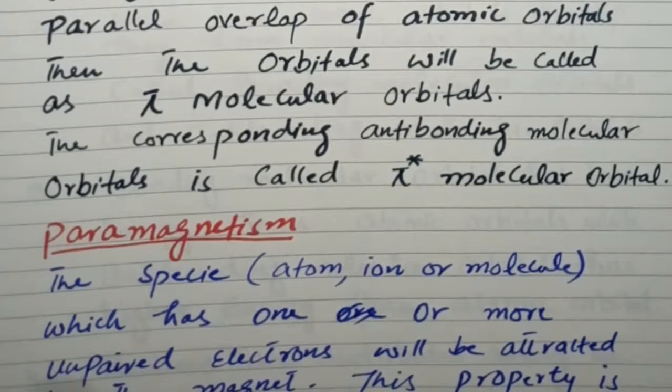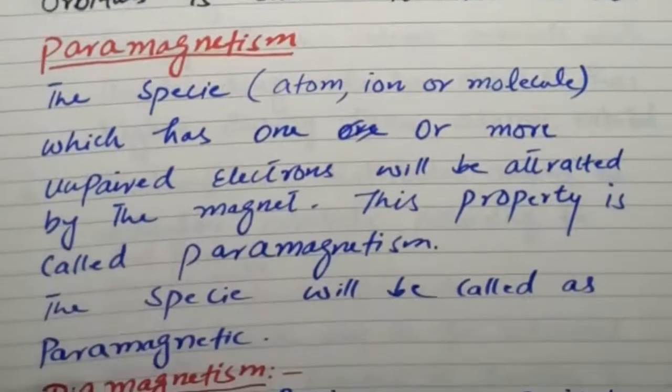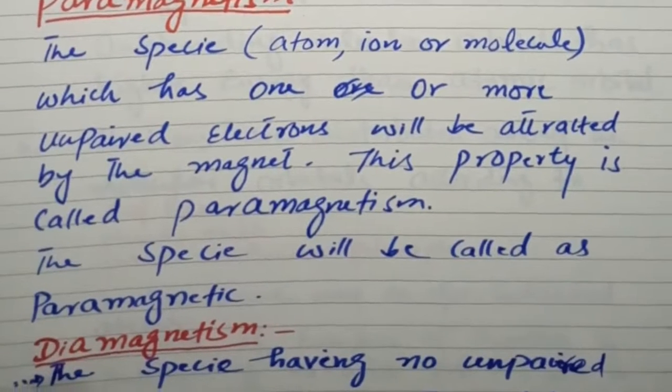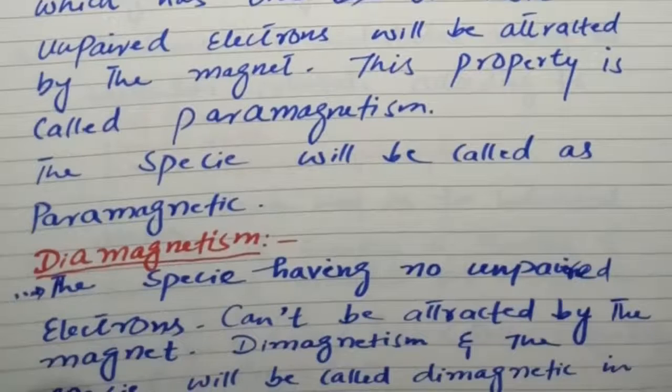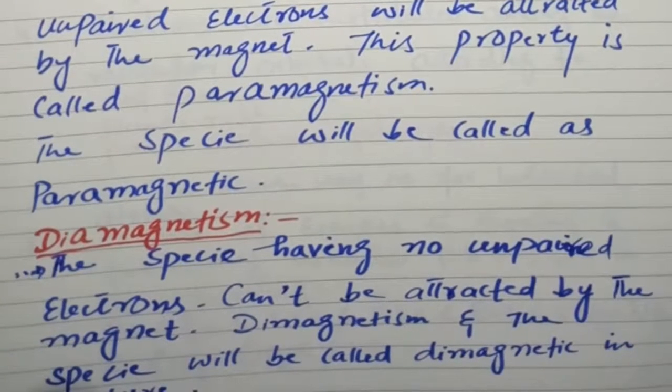Now the most important terms which are used in the molecular orbital theory are paramagnetism and diamagnetism. Now what is paramagnetism? Paramagnetism is when the species, let's suppose an atom, ion or molecule, has one or more unpaired electrons. Such atoms, ions or molecules will be attracted by a magnet. This property in which the molecule is attracted by the magnet is called paramagnetism, and the molecule itself will be called paramagnetic in nature.